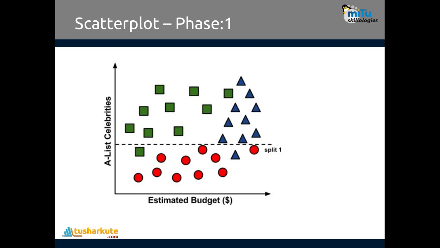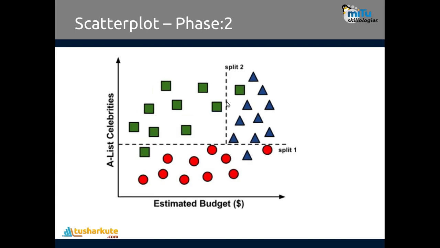Now after this line we got 2 planes, one above this line and one below. Again, is it possible to have one more horizontal or vertical line which will separate one class from the rest? You can see that it's possible here. If you draw the line here, check this, split number 2. So the blue are separated, the green are separated, and the red are separated. Still we have one misclassification here, one here and one here. So out of 30, 3 misclassifications are present.